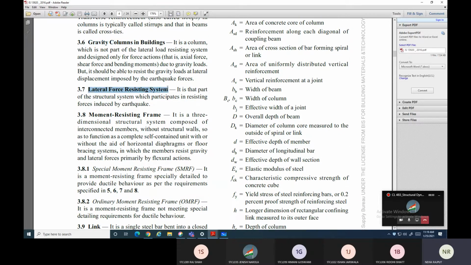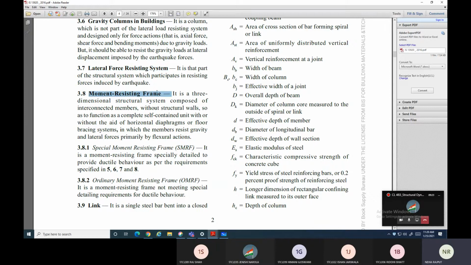Then lateral force resisting system. It is that part of the structure system which participates in resisting forces induced by the earthquake. So beam, column, slab, footing, all these are structural elements, and the structural element or the system which will resist the earthquake force, that system or that member is known as lateral force resisting member or lateral force resisting system.